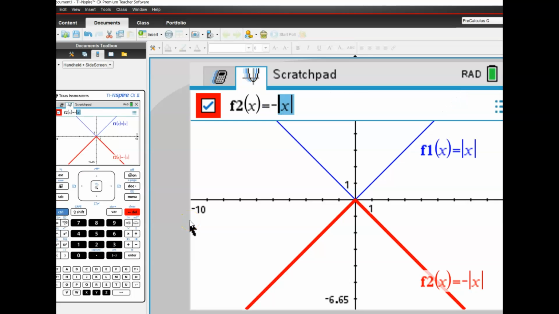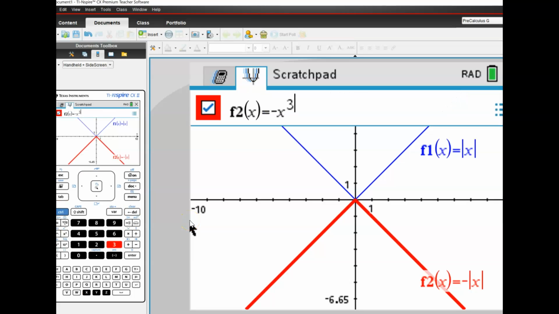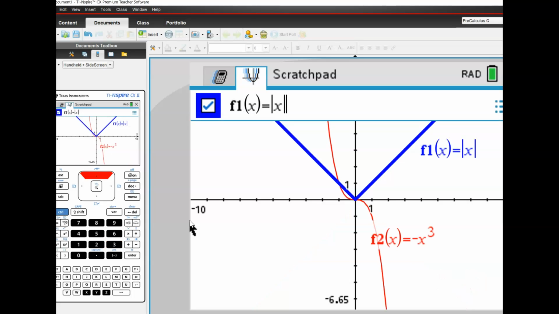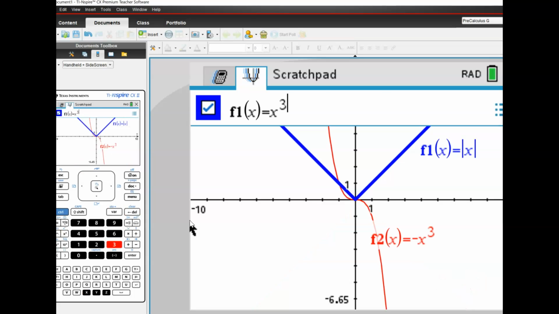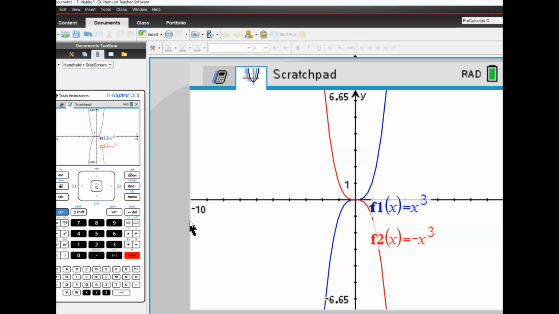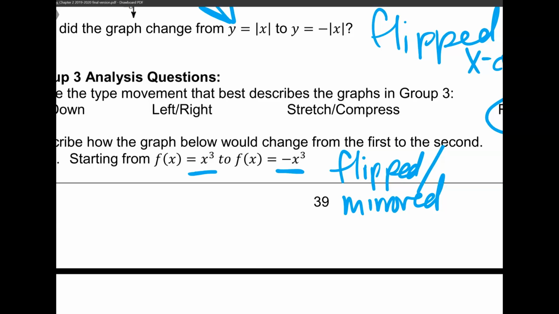So I go up. I'm going to change this to be x cubed. Mirrored. Flipped, it's mirrored. So if I'm looking at x cubed, it's the blue one. Notice whatever was negative is now positive, and whatever is positive is now negative. It just literally mirrors it. It flips it across. So this is showing you the last problem that we did, proving that it's flipped and mirrored.